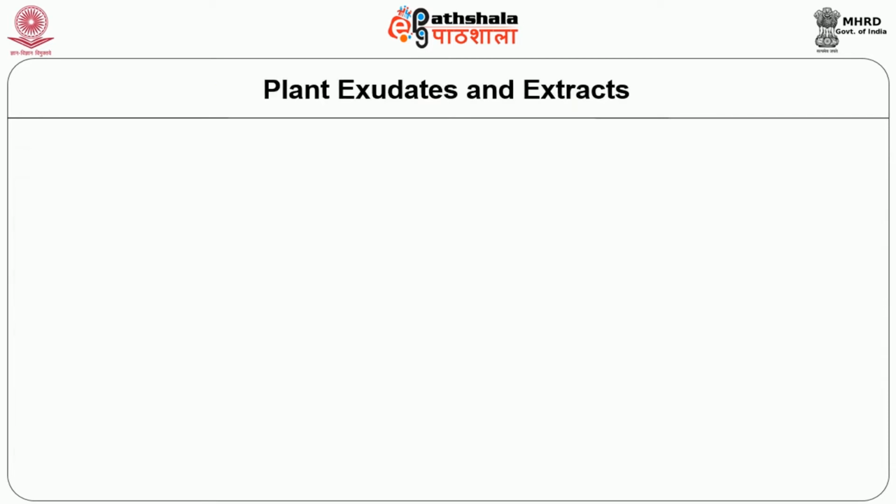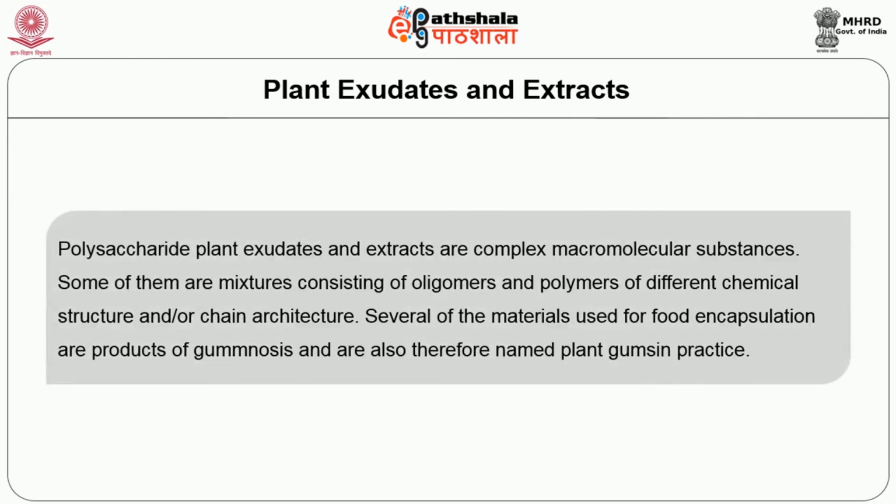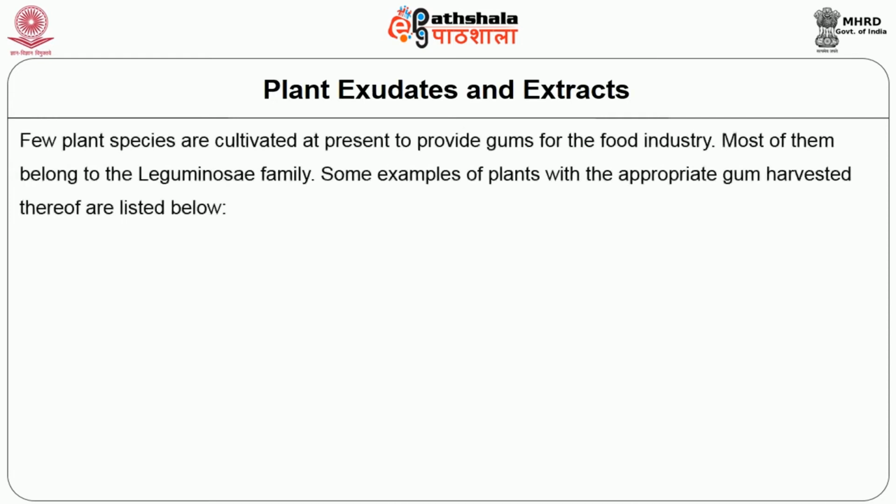Plant exudates and extracts comprise polysaccharides, which are complex macromolecular substances. Some of them are mixtures consisting of oligomers and polymers of different chemical structure and chain architecture. Several of the materials used for food encapsulation are products of exudation and are therefore also named plant gums in practice. Few plant species are cultivated at present to provide gums for the food industry. Most of them belong to the leguminosae family, which are the pulses.